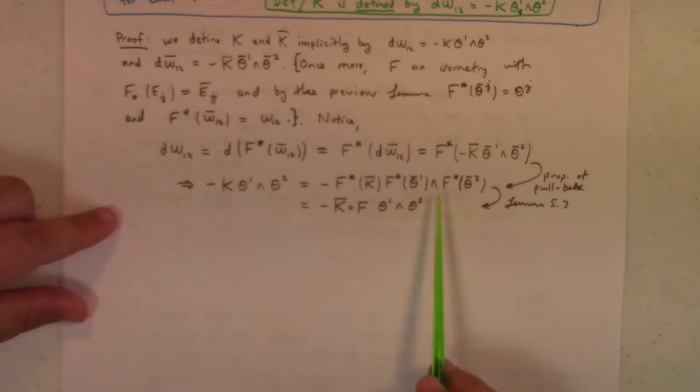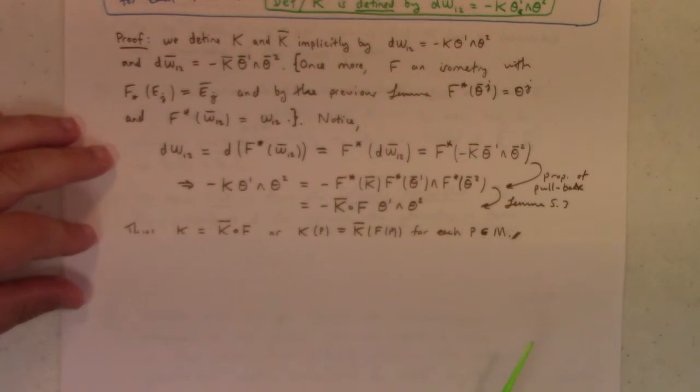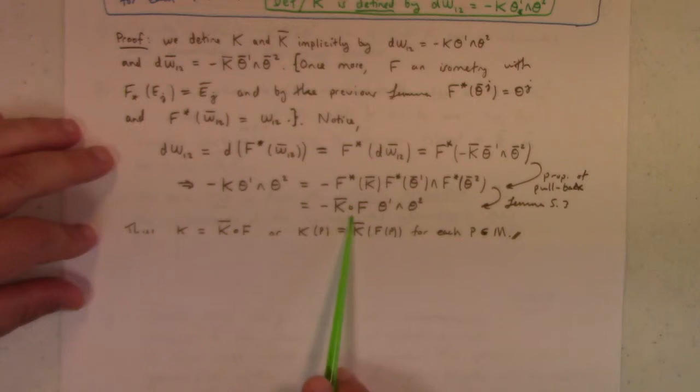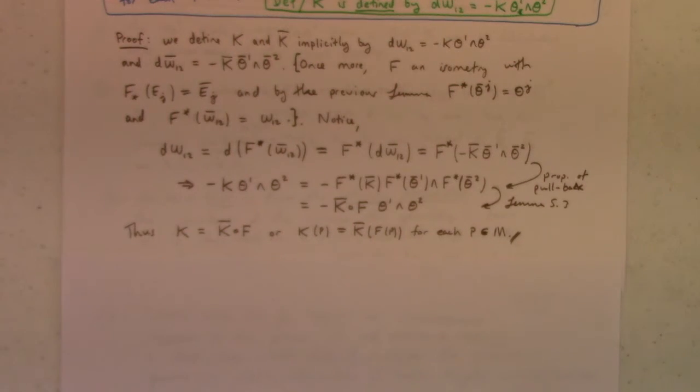That was part 1 of Lemma 5.3, I believe. And there you have it. This is equal to that, which was the awesome theorem of Gauss. Now, why is this theorem awesome? It's awesome because it says that two surfaces which are isometric have the same Gaussian curvature.